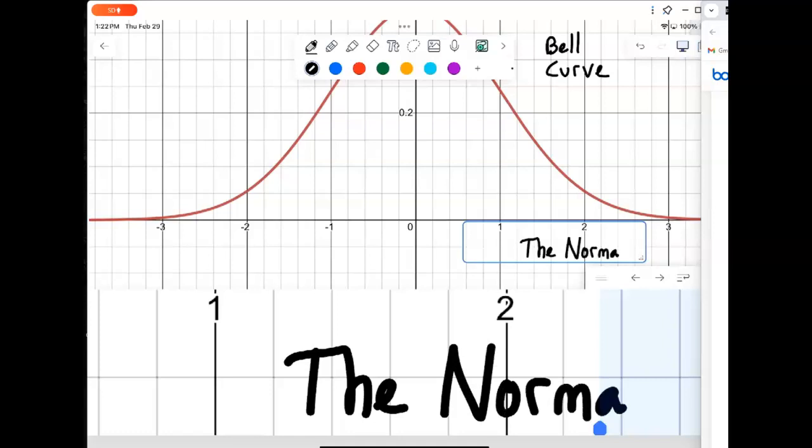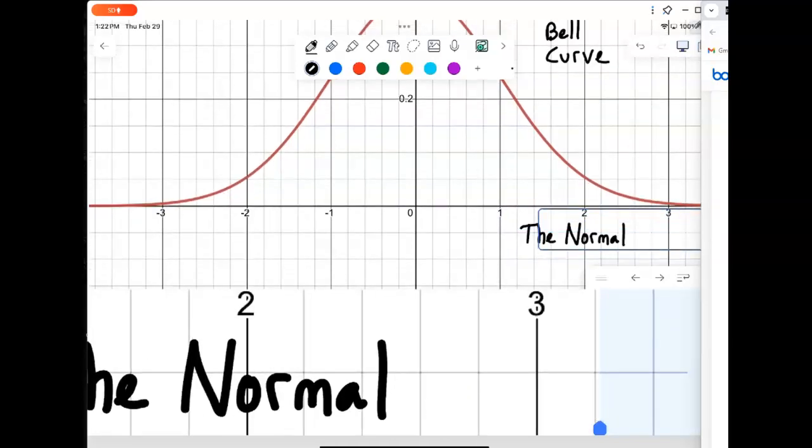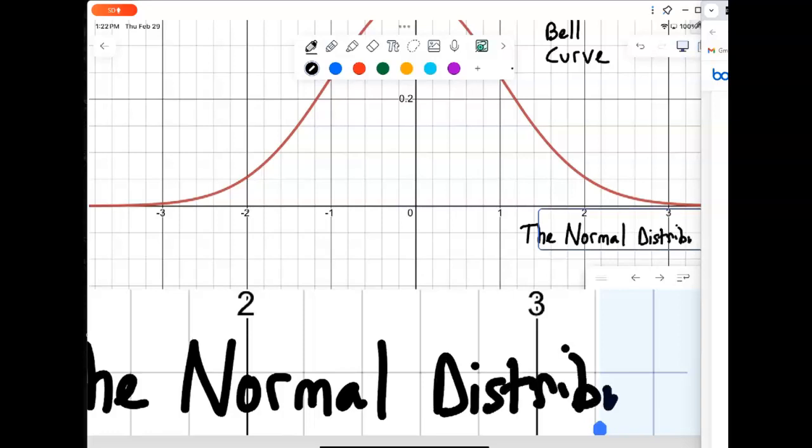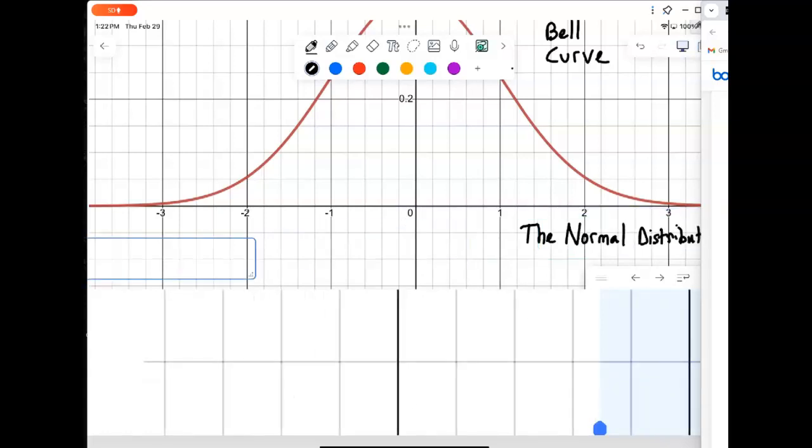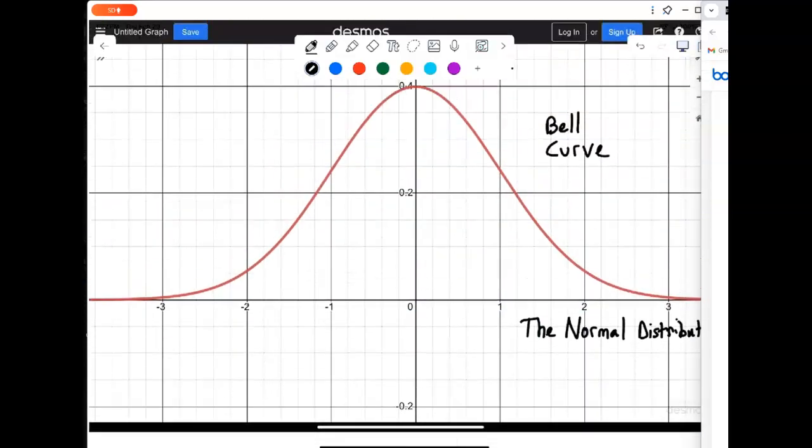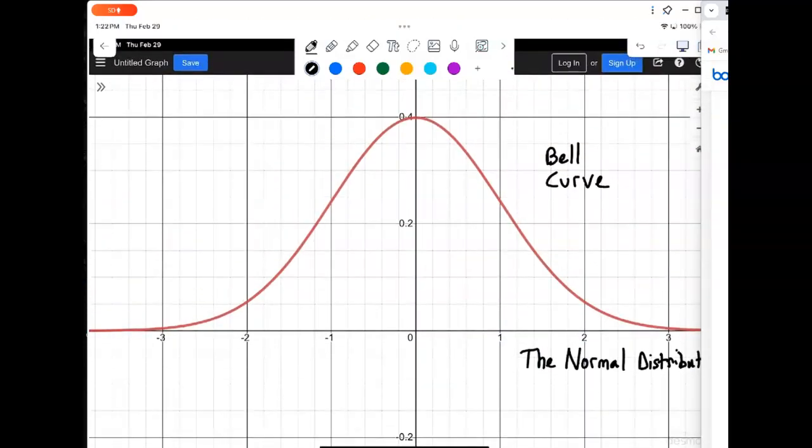And it turns out a lot of things follow this type of distribution as far as data. If you were to draw out a bunch of histograms and then reduce your histograms to smaller and smaller ones, then that frequency polygon would look like this bell curve. This is called the bell curve and the normal distribution.